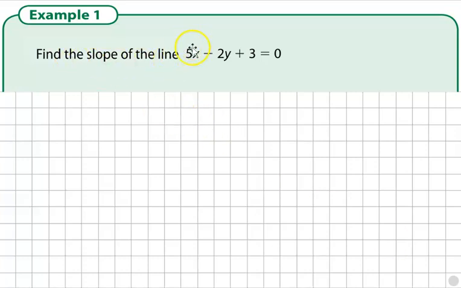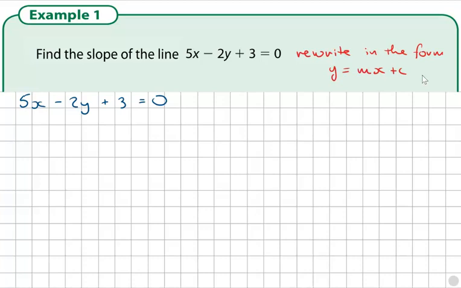Find the slope of the line 5x minus 2y plus 3 is equal to 0. So again, we rewrite in the form of y equals mx plus c. So we're going to get the y on its own, solve for y, make y the subject of the formula. So we write out our equation. We're going to carry the 5x and the plus 3 over the equal sign and change their signs.